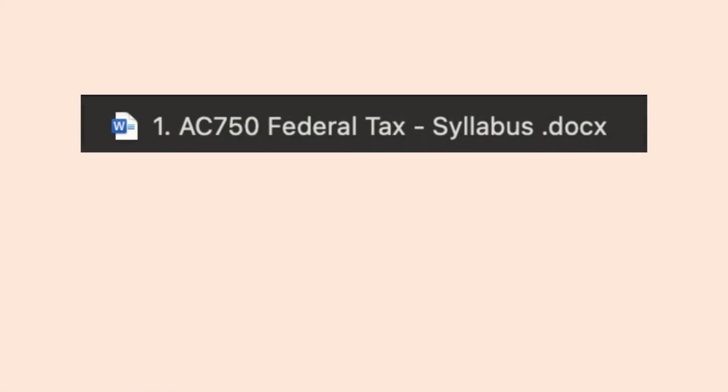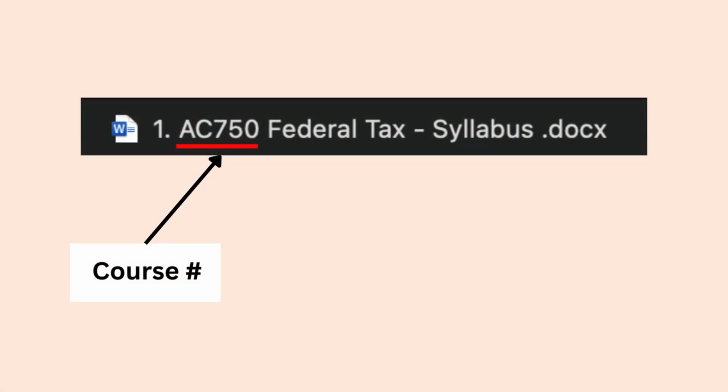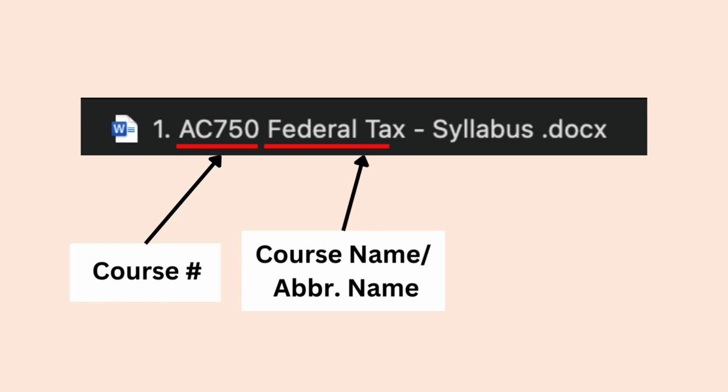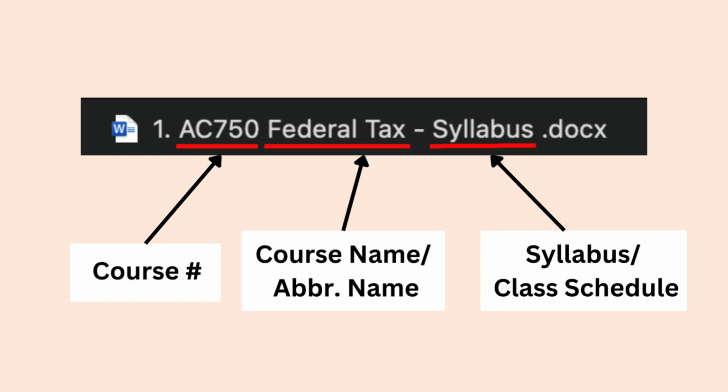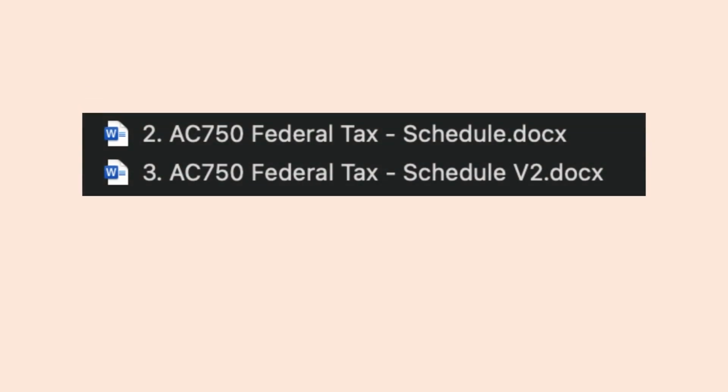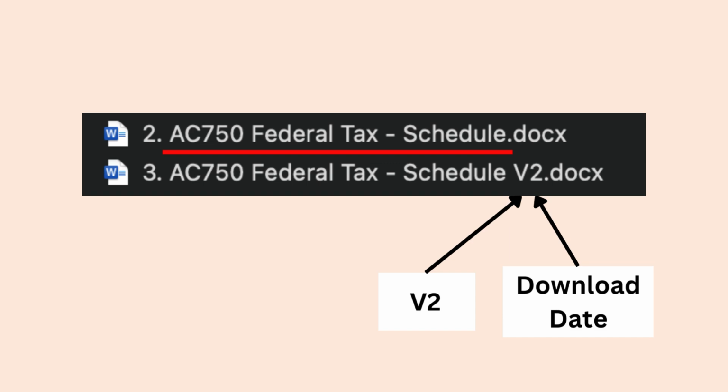Thus, we can name the initial version by the course number plus the course name or the abbreviated course name plus syllabus or class schedule. Then, when we receive the revised version, we can copy-paste the old version's name and add v2 or the download date at the end of the file to distinguish it from the previous version.